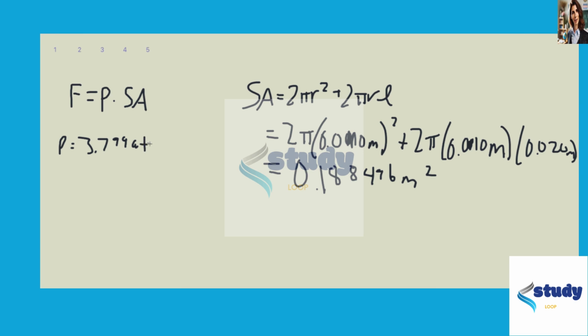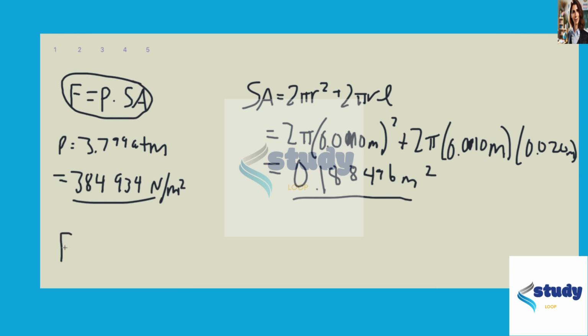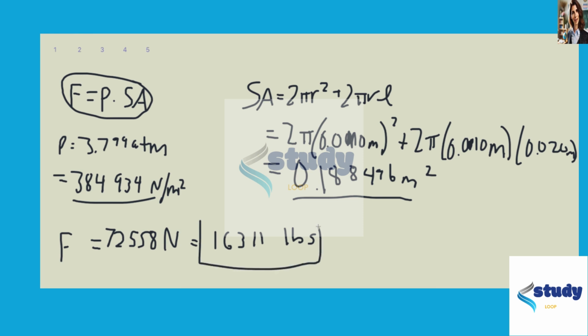And now our pressure is equal to 3.799 atmospheres. And when you convert that to Newtons per meter squared, you get 3.84934 times 10 to the fifth Newtons per meter squared. And now we can multiply these two numbers based on this equation to get our force, which is 72558 newtons. And we can convert that into pounds to get 1.6311 pounds. And that is our final answer.